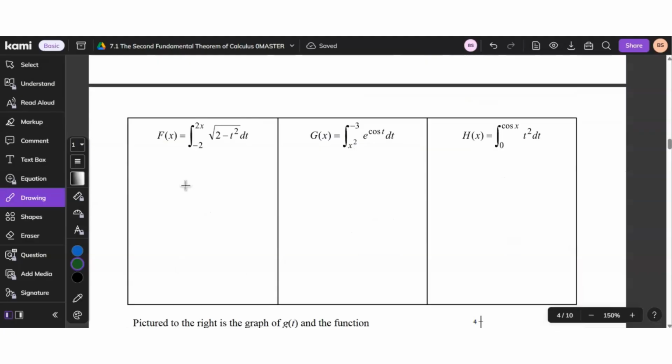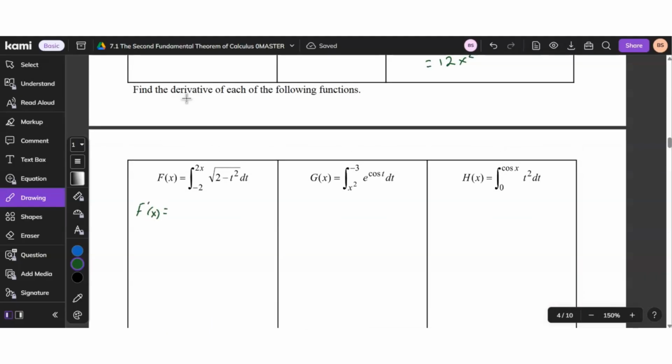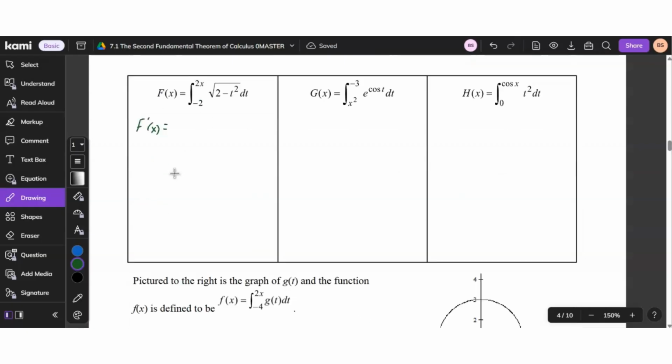So let's try applying that to a couple more equations that are a little bit different. Now we're going from -2 to 2x. So we can figure out f prime of x. It says find the derivative, so that's why we're doing this. It's going to be equal to 2 minus 2x squared, because the first thing we do is plug it in like so. And then we multiply by the derivative of that function in the integral, so in this case 2.